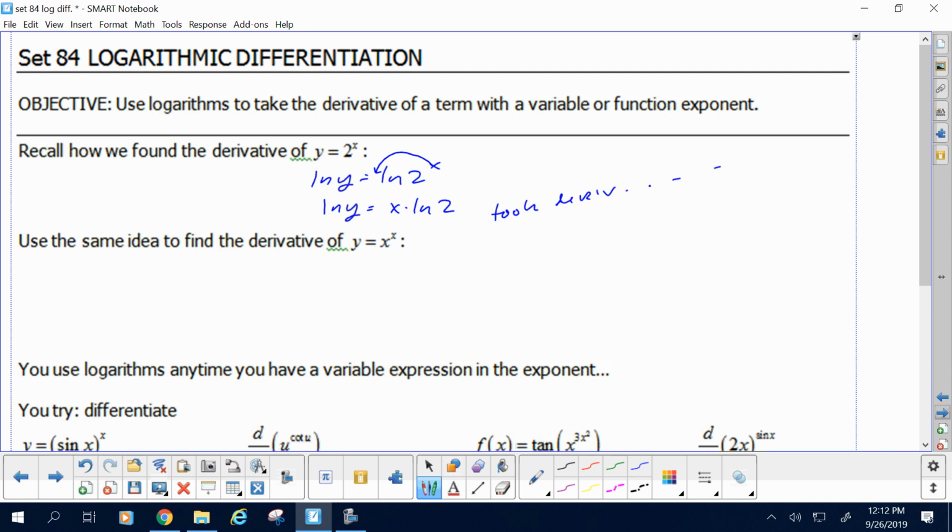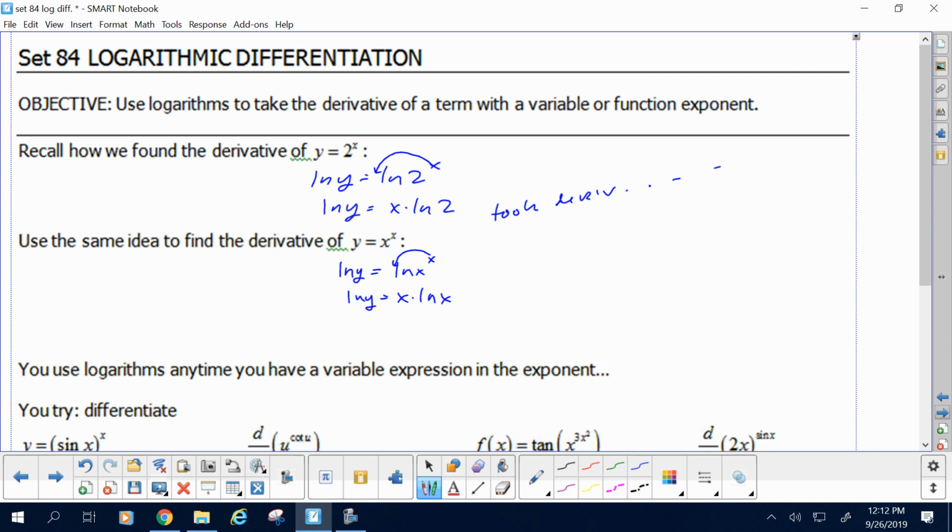Now that same idea will be used today, except today, instead of a constant to an x, you might have a variable base with a variable exponent. How do you reckon you take the derivative of that? What should we do first? Let's take the natural log of both sides so that it's not as ugly. Then let's use implicit differentiation.